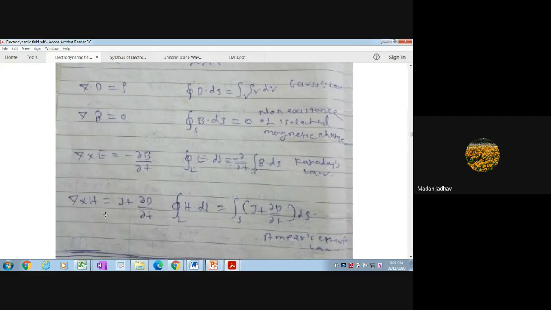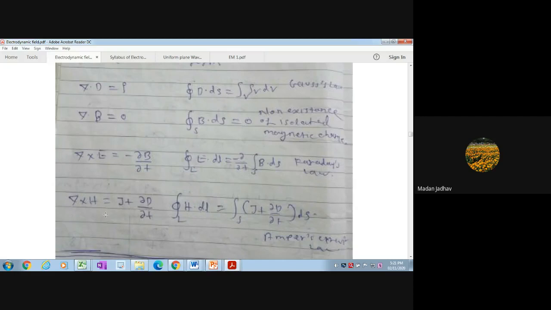J is nothing but the conduction current density. Now according to Ampere circuital law, you know that the closed line integral of H dot dl is equal to the total or net current enclosed by that loop. This is the meaning of Ampere circuital law.